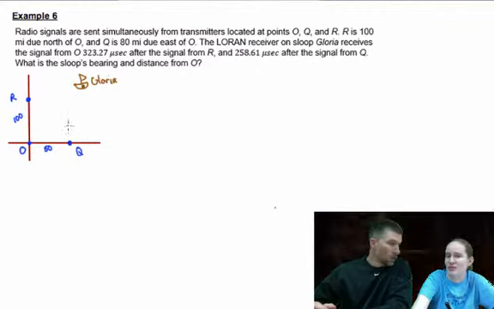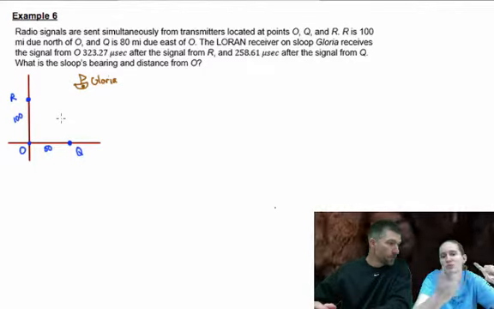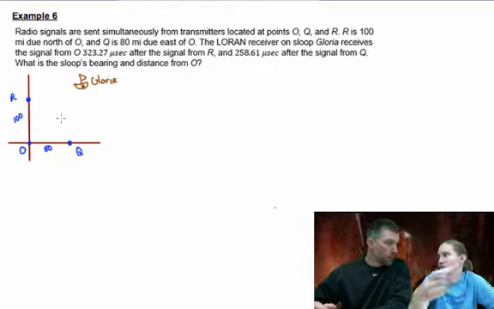This is neat because if we call this pinging, like pinging back and forth between boats and transmitters, then as long as you have enough points, you can have GPS coordinates for anything you want.